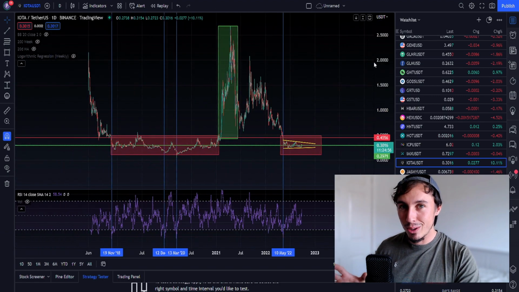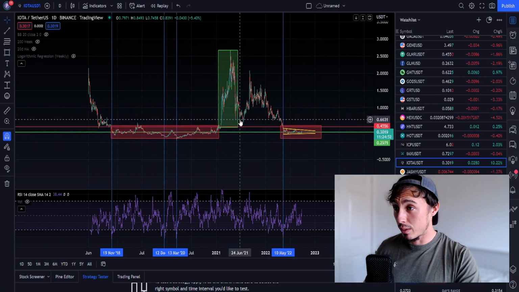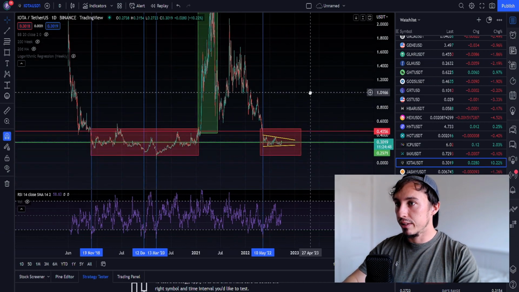See, you don't have a lot of time in these bull runs. They end quick. They end really quick and they're very volatile, but you do have a lot of time to accumulate. And we can see that right here resembled by these charts.